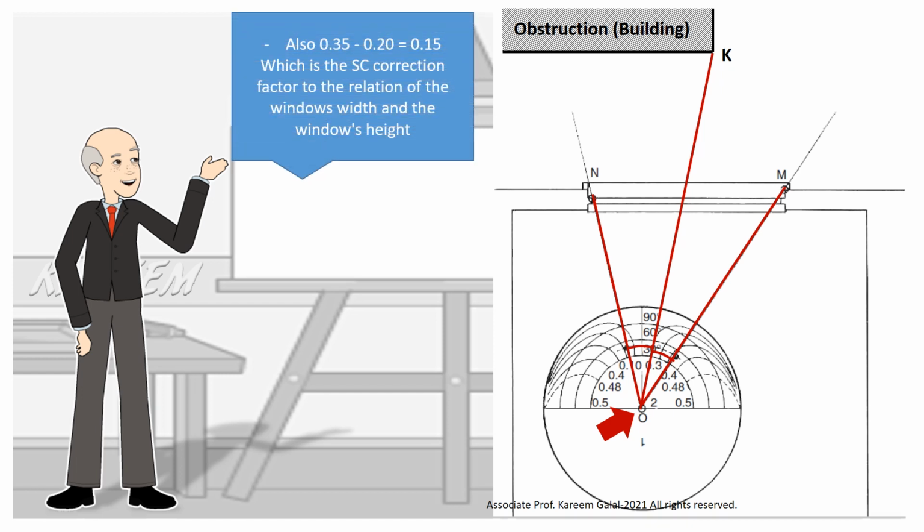Also, 0.35 minus 0.20 equals 0.15, which is the SC correction factor for the relation of the window's width and the window's height.